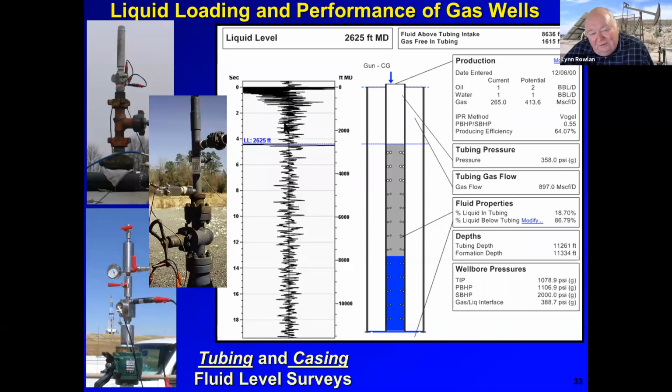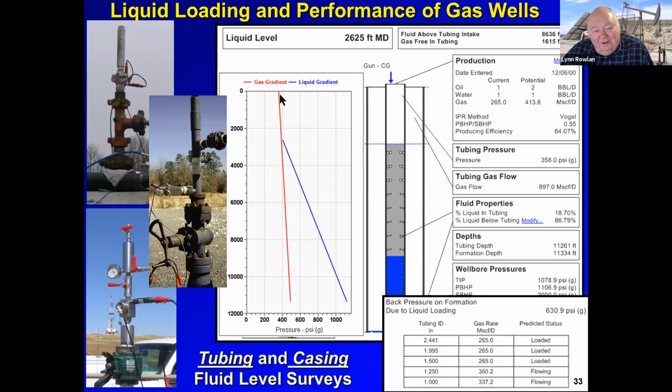Here's our fluid level in the tubing, fairly high fluid level. And we've calculated the liquid in the tubing and say this is how much condensate we have, and this is how much water, based on the ratio of the oil and water. And these are not quite one, and there's a little more condensate than water being produced in this well.